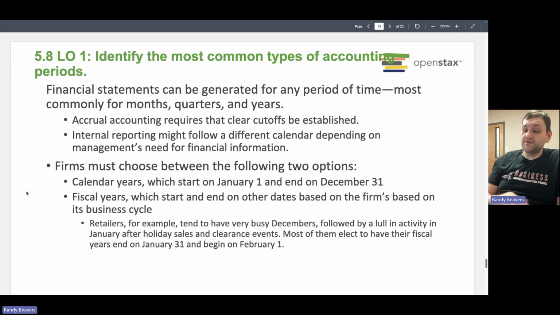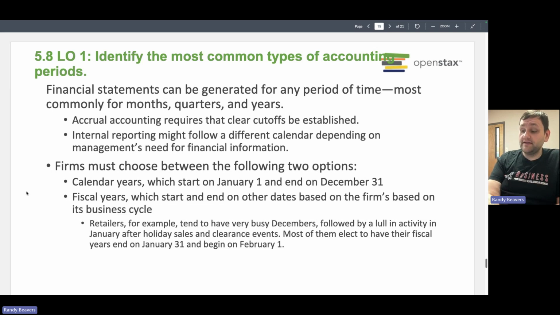So the last section here is talking about reporting financial activity. Financial statements can be generated for any period of time, but are most commonly generated for months, quarters, and years. So 12 months in a year, 4 quarters in a year, or just yearly. Typically, public companies are going to publish reports in 10Ks and 10Qs. 10Ks are annual, 10Qs are quarterly, respectively. So typically at least 5 times a year, but at most 17.